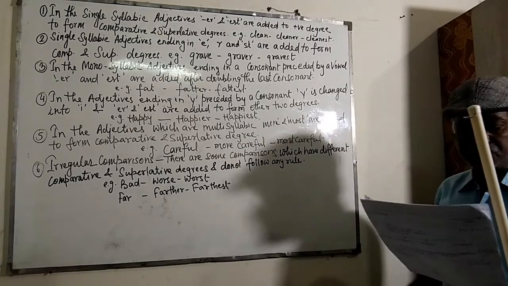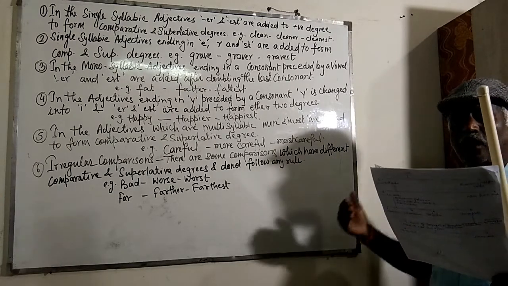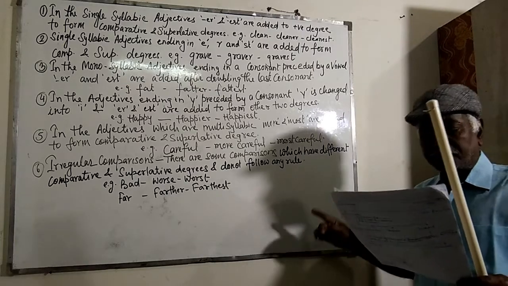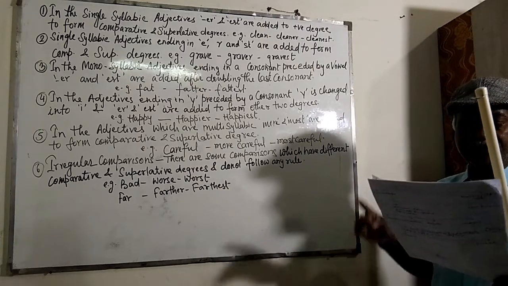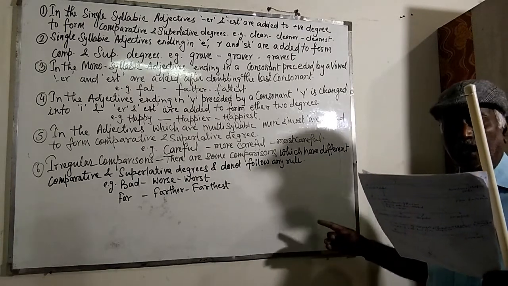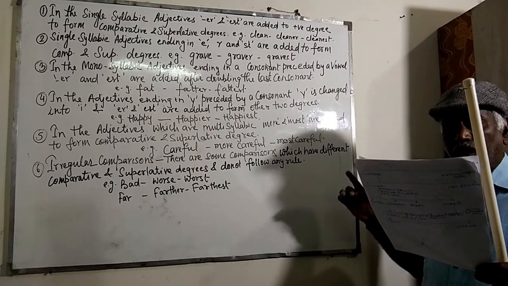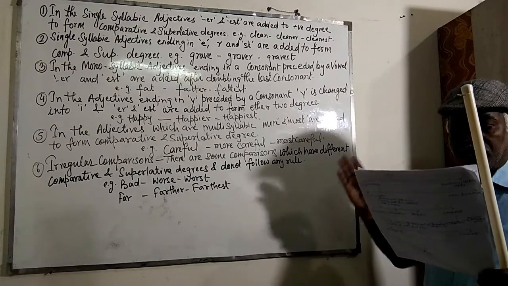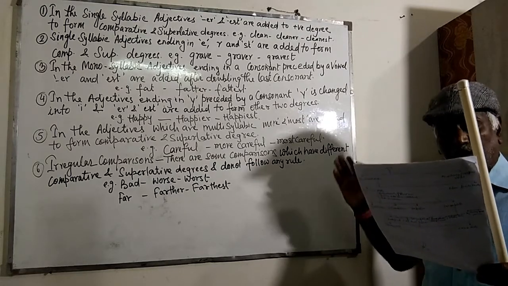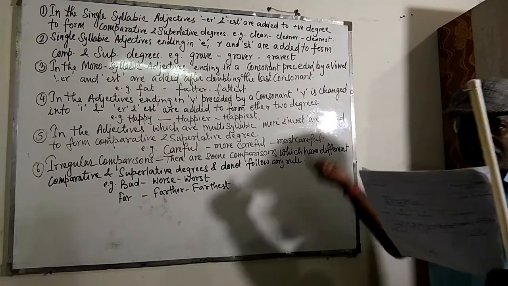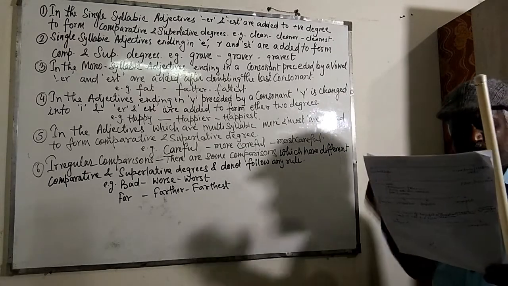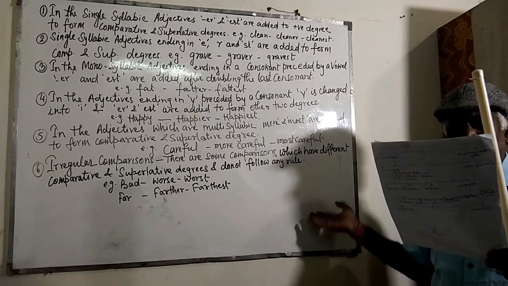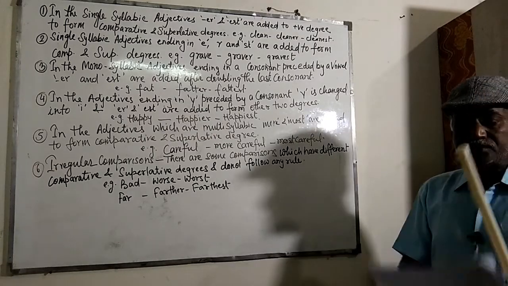Another example is, Ram is the strongest of all the brothers. Here one thing is to be noticed: a superlative degree is generally preceded by the, and of or in is used after it before the noun or pronoun. Ram is the strongest. The is preceding here, and after strongest, before the noun brothers, I am adding of.